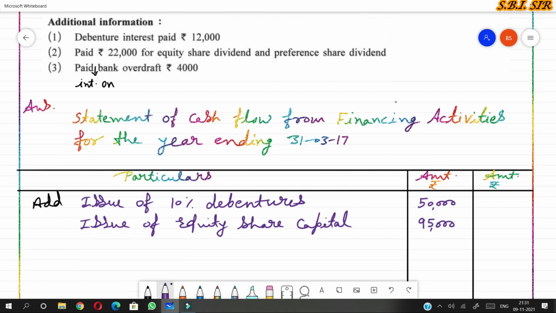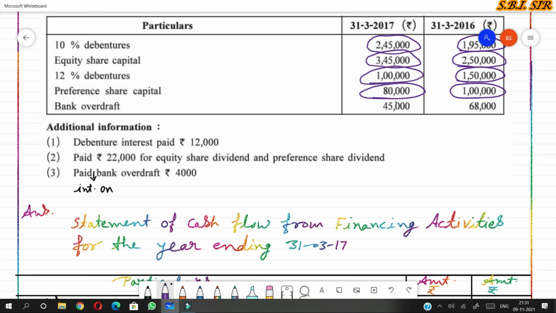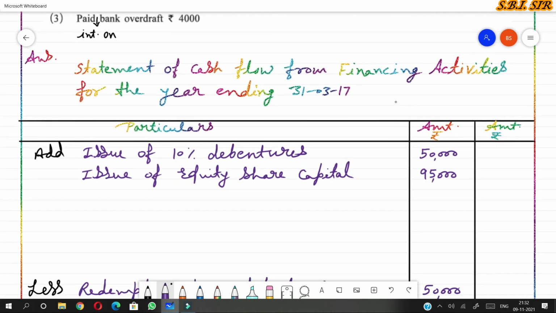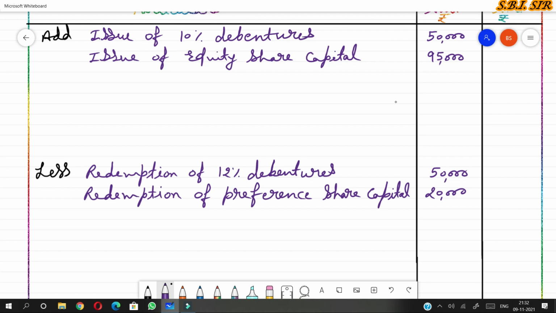Then next, bank overdraft, opening balance is 68,000, closing balance is 45,000. Means here bank overdraft paid. 68,000 minus 45,000, we will get 23,000, and due to paid the cash flow decreases, so we will write down here payment of bank overdraft.